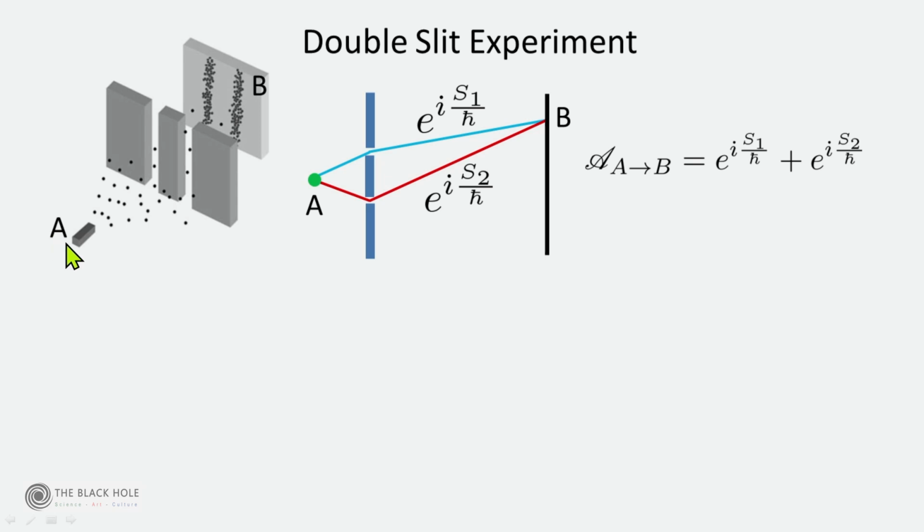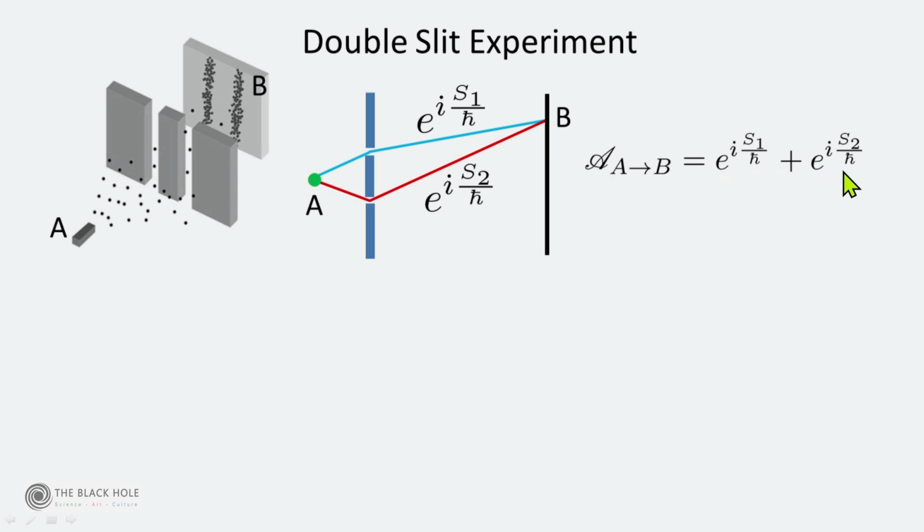So from the source A to the screen B, there are two slits over here through which the electrons can go. They can go via this path, or they can go via this path. Now this path has a certain amplitude associated with it, and so does this path. The total amplitude is the sum of the two amplitudes.